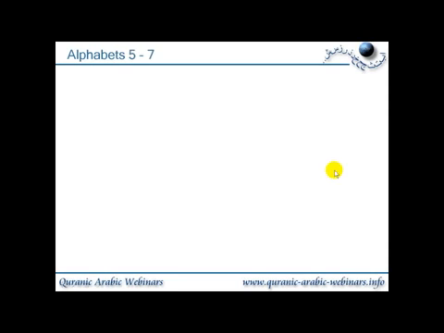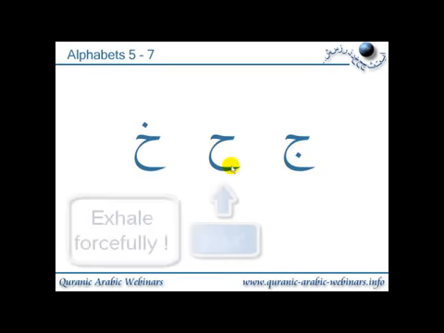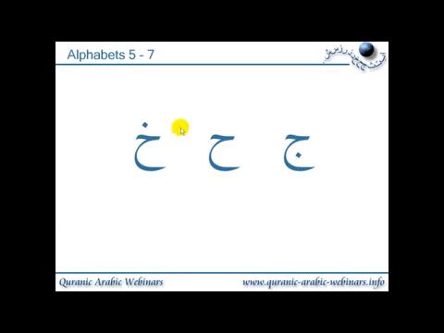Alphabets 5 to 7. Again, these 3 all have the same shapes, just a variation on the dots. The one with 1 dot in the main curve is known as jim. The second one here is known as ha. And the third one here is known as kho.